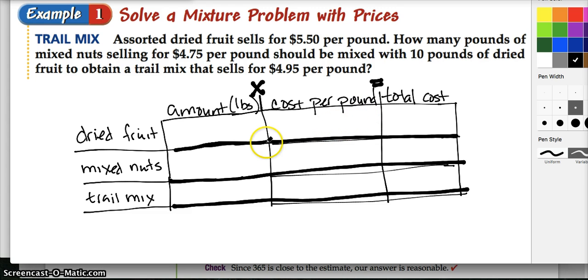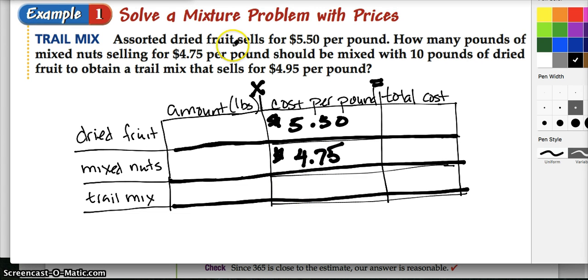So let's see if we can put our information together to come up with an equation that's going to lead us to solving. So we've got dried fruit. We were told that the dried fruit sells for $5.50 per pound. So I'm going to put my $5.50 right here. The next bit of information that I'm given is that the nuts sell for $4.75 a pound. I'll put that there.